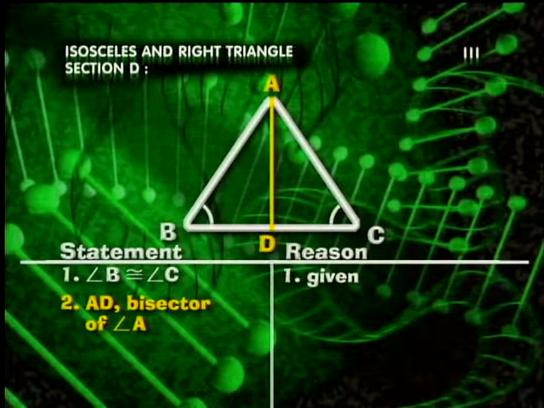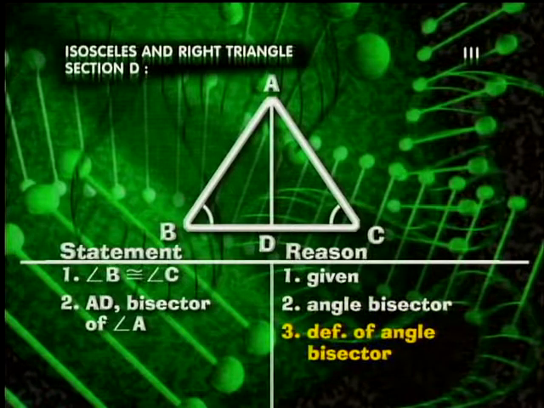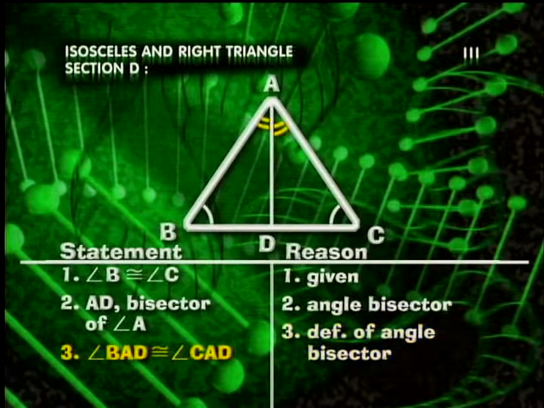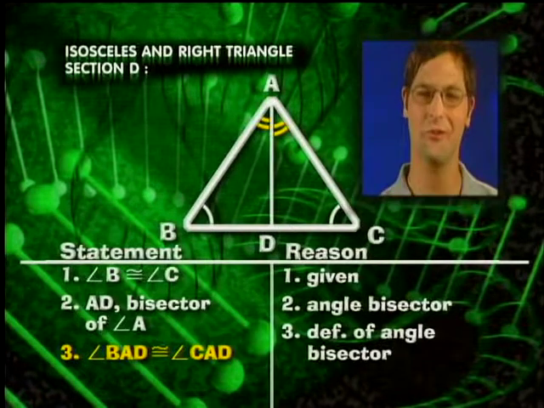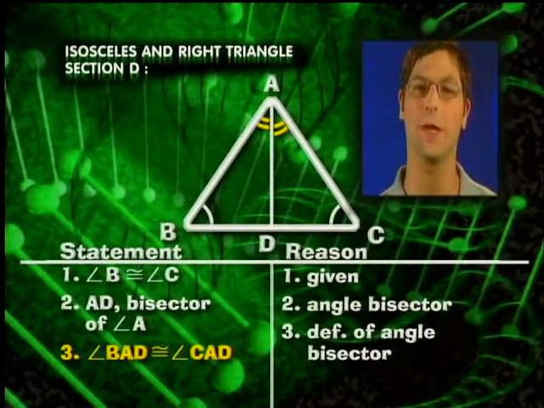Next, we draw AD, the bisector of angle A, because every angle has exactly 1 bisector. I'm telling you, this is the key. Now, we've got 2 triangles to work with, and we're in business. By the definition of an angle bisector, we know that angles BAD and CAD are congruent. So far, this proof is really similar to the one we just did, which is fine, but we're going to change it up now.